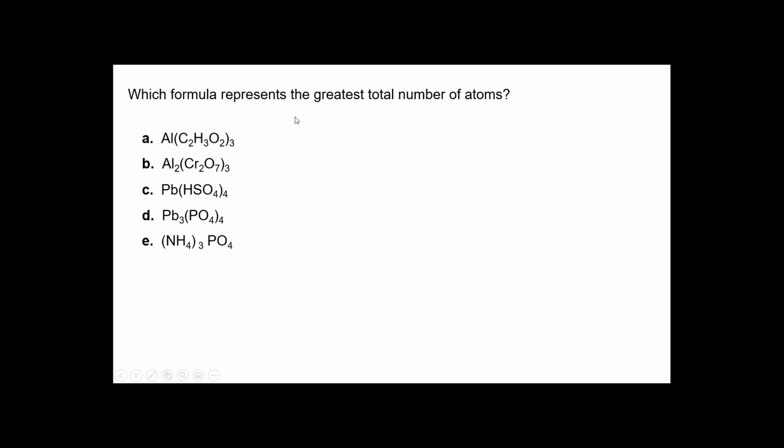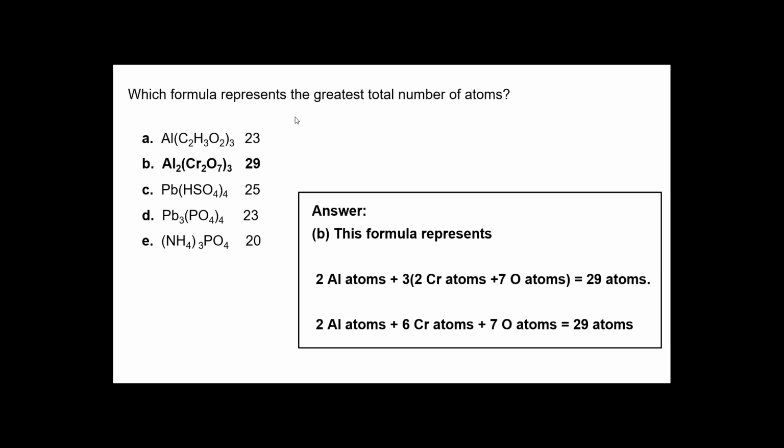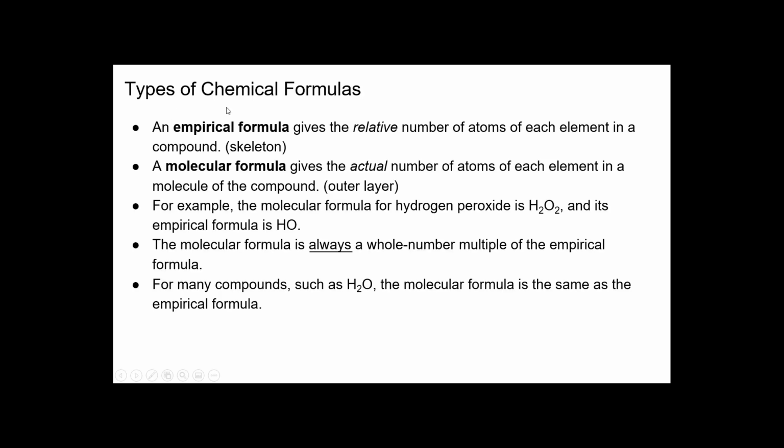Write a formula that represents the greatest total number of atoms. So this is basically asking you to add up all these atoms and which chemical formula has the most combined atoms. I did the math for you, but you should check that you know how to do this. Add these up, make sure you get 23. Add this up, make sure you get 29. I broke this one down so you can see how to do this. 25, 23, and 20. So B has the most, but you definitely should be comfortable with knowing how to multiply within, because as we start doing these more, they can get more complicated. Because what if we put a number in front here? This is where students make mistakes.